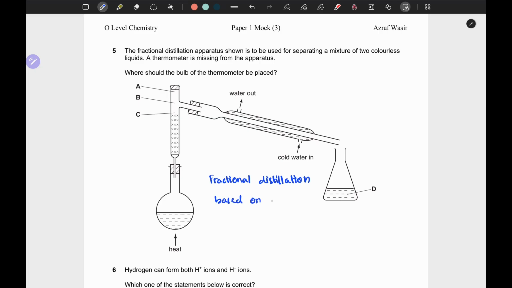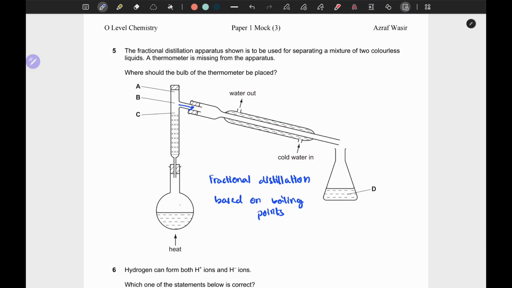So since the separation is based on boiling points, it's very important that we know what the temperature is of our setup and what is the temperature of the gas that's passing into the condenser. Because if it's a scenario where both of the liquids have converted to gases and both of them are passing into the condenser at the same time, we won't be able to separate them. So it's very important we know the temperature of our gases.